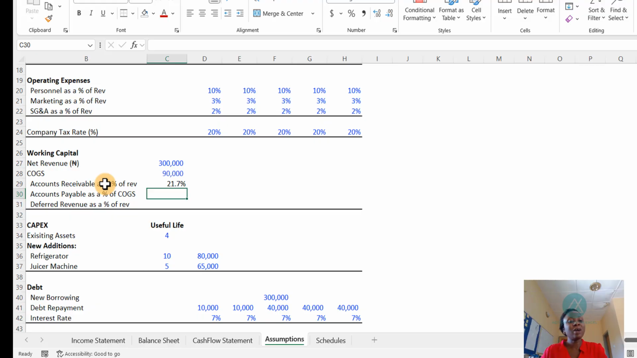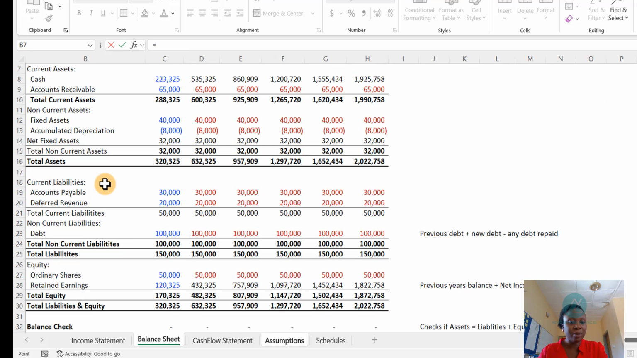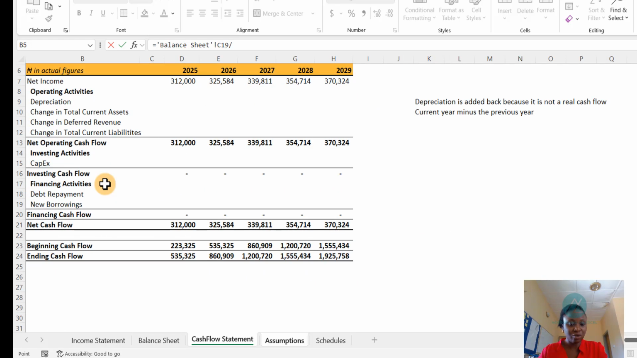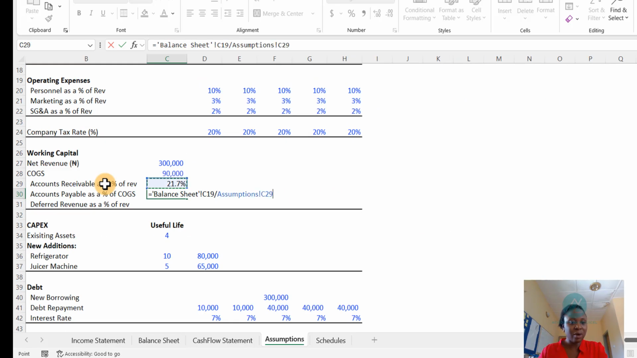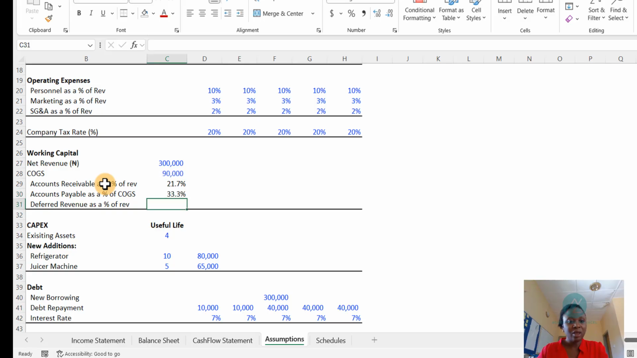Right. So for account payable as a percentage of cost of goods sold, we go the same way, go to our balance sheet, go up, pick account payable. What's our account payable here for 2024? Then divide it by what we have on the assumption. Right. So what's our cost of goods? We have it here. So 33.3% of cost of goods sold is payable, the account payable.